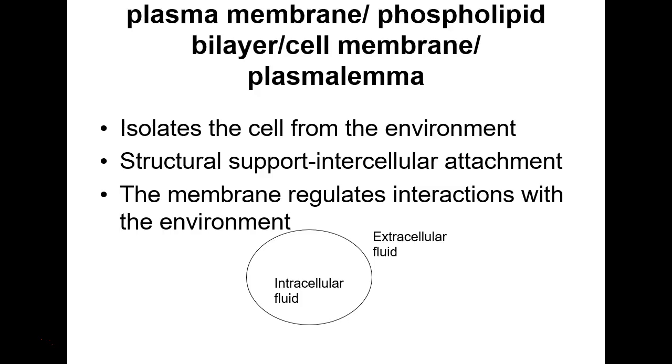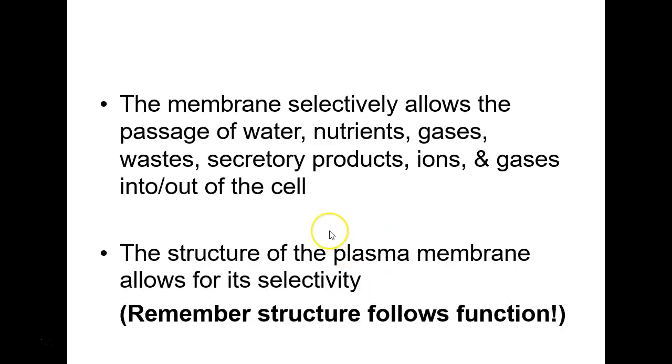Okay. Plasma membrane, which is a phospholipid bilayer. It's the cell membrane. They also call it the plasma lemma sometimes. So it isolates the cell from the environment. It's a semi-permeable membrane. It regulates interactions with the environment. Some things can go through it, some things can't. So you'll have intracellular fluid inside the cell, extracellular fluid outside the cell. So the membrane selectively allows the passage of water, nutrients, gases, waste, secretory products, and ions into and out of the cell. So some things can go across those membranes, some things can't.